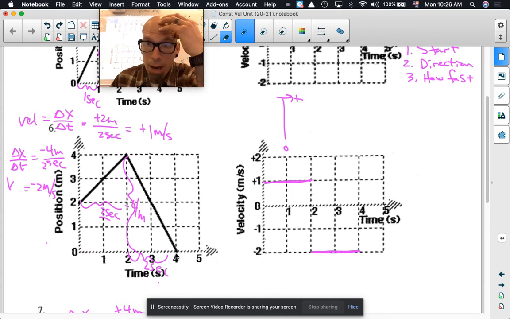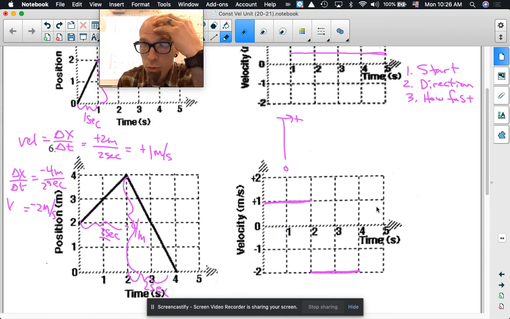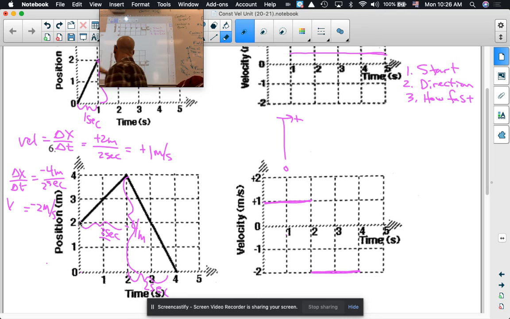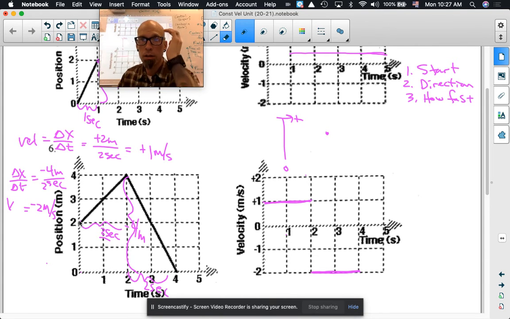Now, how about the motion map? Well, again, what are our 3 questions we have to answer? Where did you start? What direction did you go? And how fast was it? Well, where did this object start? Not at the 0, right? That'd be here. It's a positive 2 meter position, started. So I'm going to put my first dot out here somewhere away from the 0 and the positive.